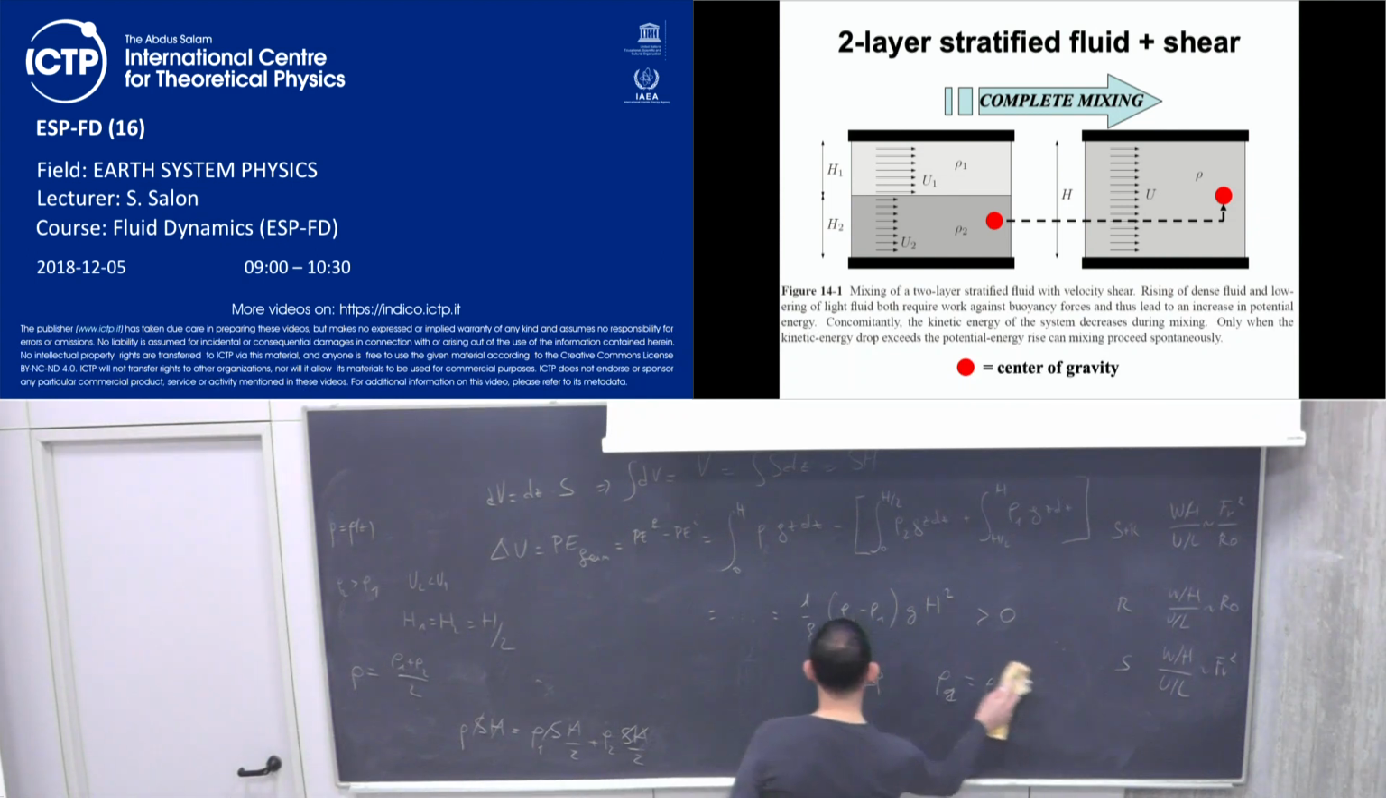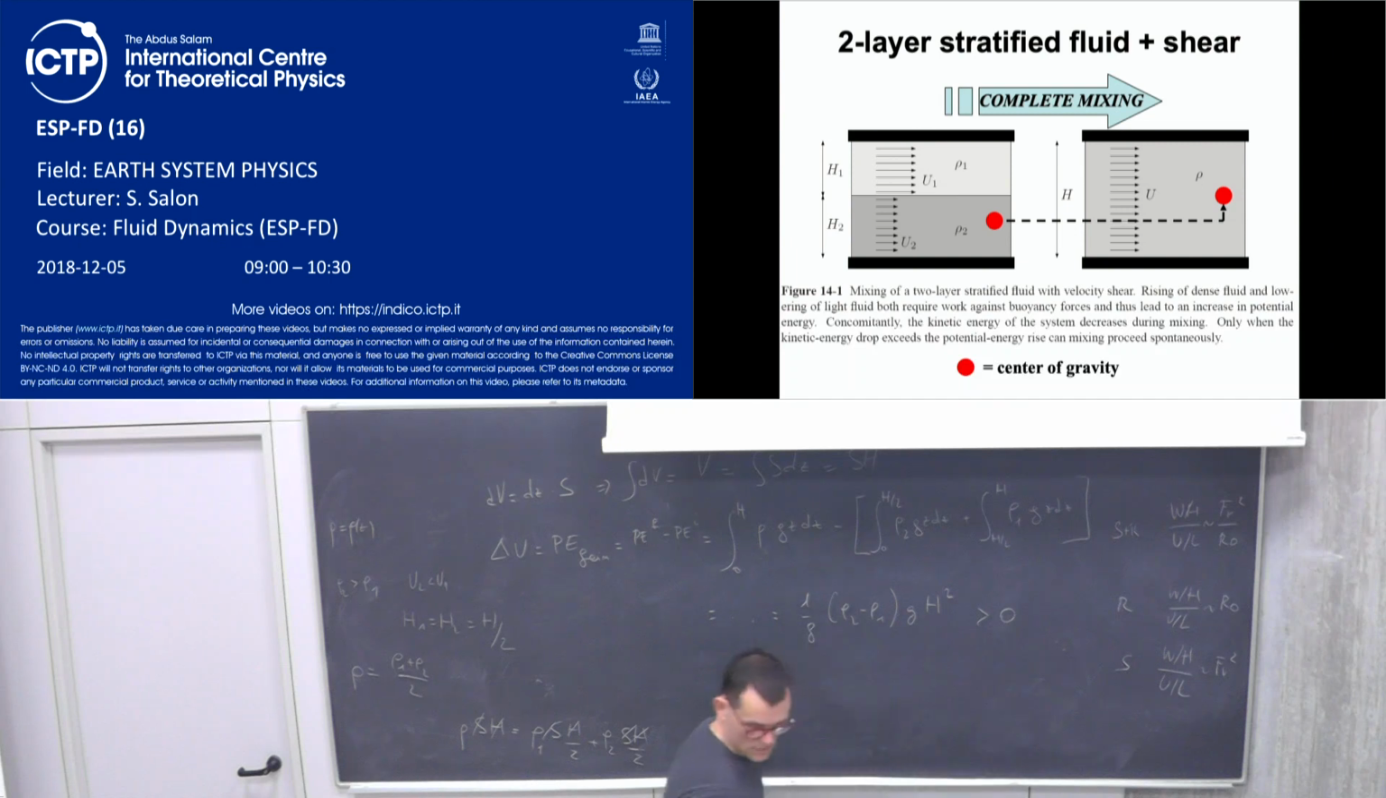Okay, so of course we always have the Boussinesq approximation behind, so we cannot neglect this. Even this is a delta rho, so it would be like rho prime actually. We cannot avoid it because it's multiplied by g. Okay, so this is the reason why we are having a potential energy gain.